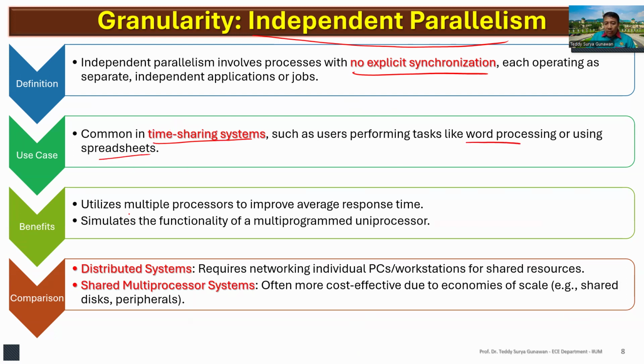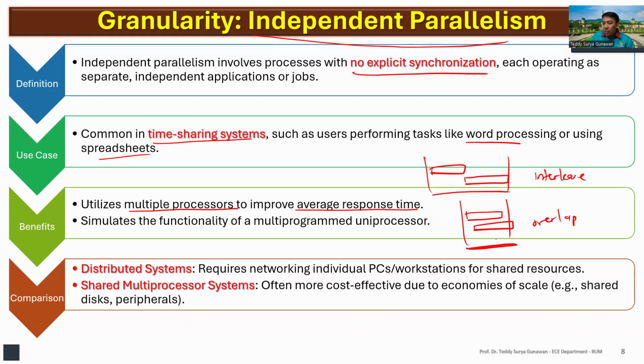The benefit when you utilize a multiprocessor is that we improve the average response time. If you have two processes, for example, and you have one processor, you can only interleave. But when you have two processors, then the processes can run at the same time. So this is overlapping. Here you can do overlap as well. At the end, when you measure, this one will be shorter, meaning faster.